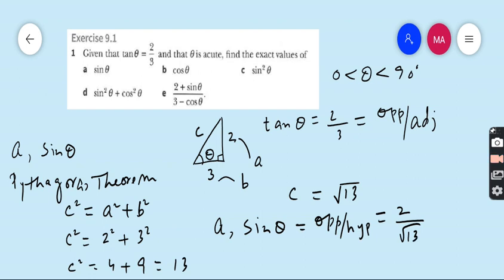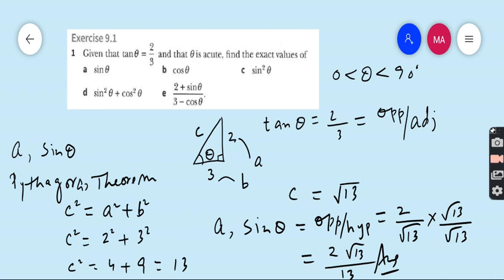But if you see the answer in the book, you will see 2 root 13 upon 13. It is not necessary to write the answer as in the book, but if you want to make the answer match the book, you can convert it by multiplying and dividing by root 13. Root 2 into root 13 is 2 root 13, and root 13 into root 13 is just 13. So this is the answer in the book. The exact value of sine theta is 2 root 13 upon 13. This is the answer of part A.